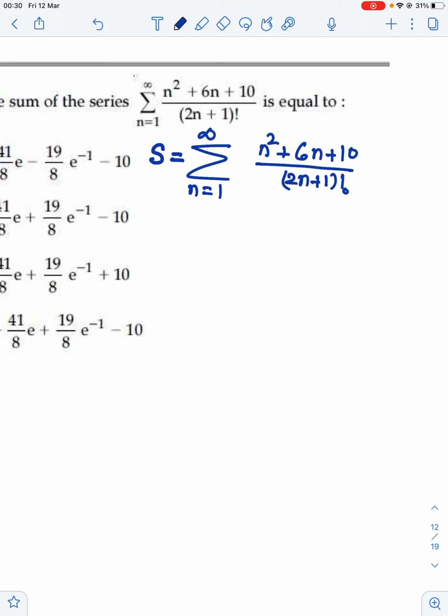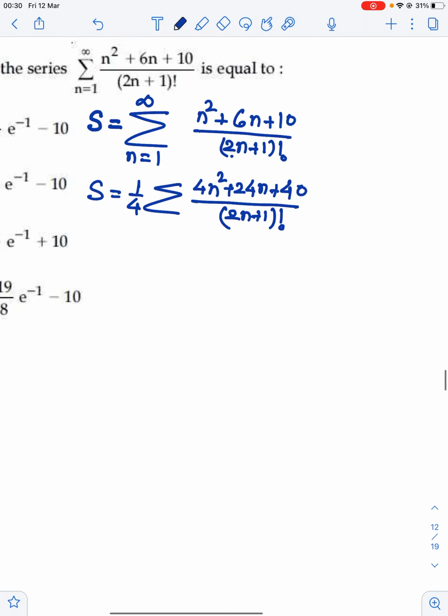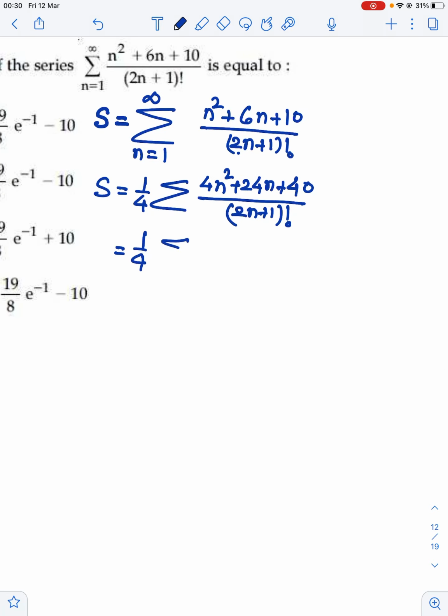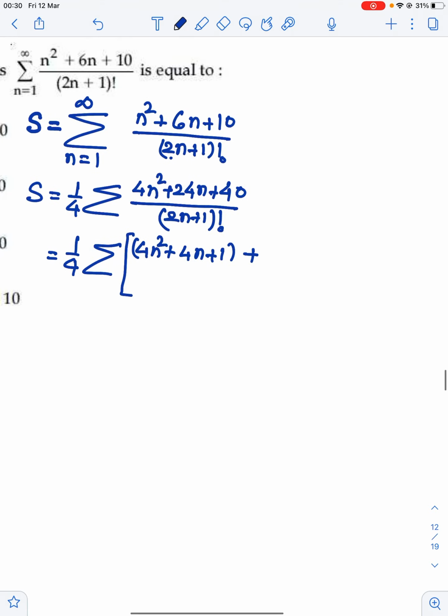So this n square plus 6n is there, so we can convert it into 2n plus 1 whole square. So for 2n plus 1 whole square, 4n square is required. So I multiplied and divided by 4. So 1 by 4 and numerator becomes 4n square plus 24n plus 40 divided by 2n plus 1 factorial. Understood? So this is 1 by 4 sigma. Now I am going to break it. 4n square plus 4n plus 1. This is one portion, plus the rest of the portion out of the 24n, 4n I have given.